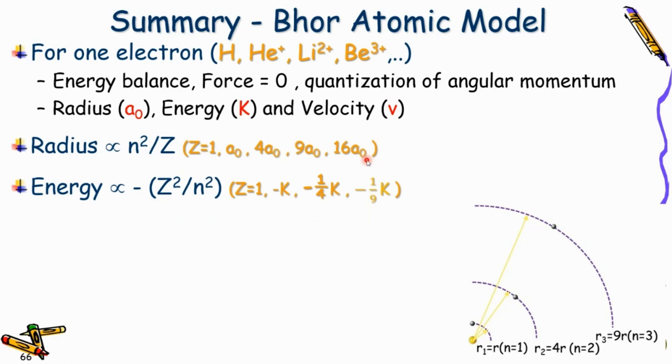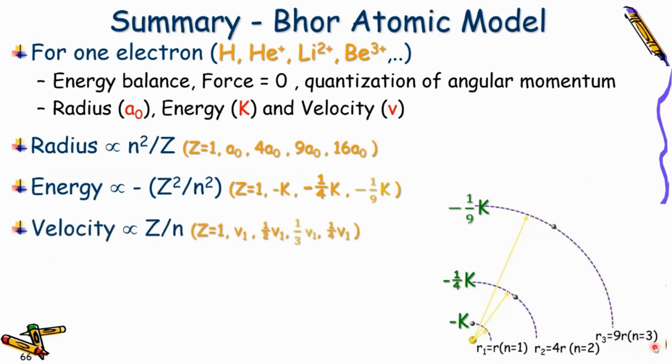So energy is proportional to minus Z to the power 2 over n to the power 2. You have to remember the minus, okay? So if Z equals 1, you can get minus K, minus a quarter K, and minus one ninth K. And K is 13.6 electron volt, right? Okay, so we can write it down like this, and you know that R, 4R, and 9R here.